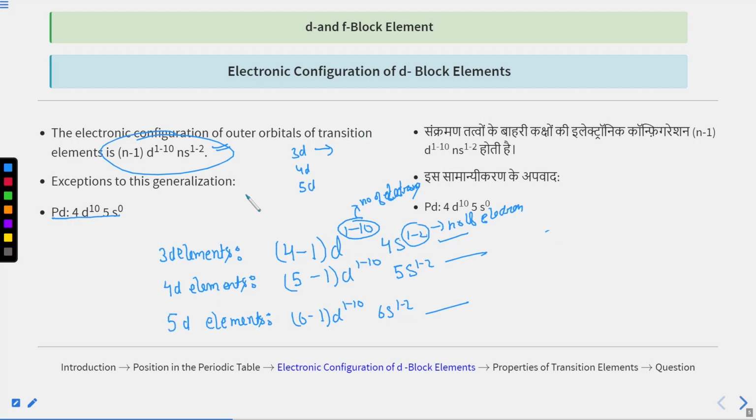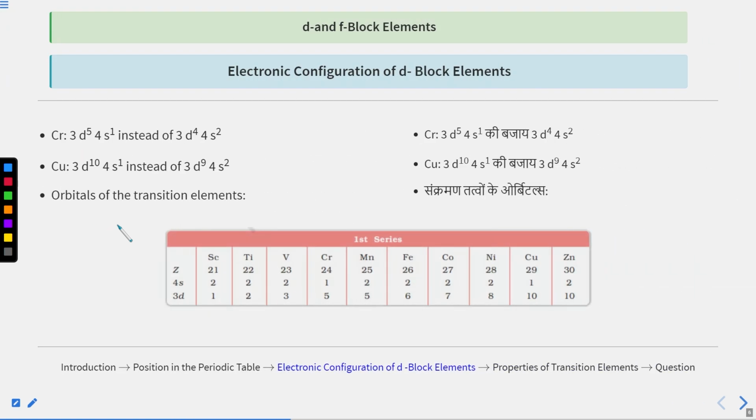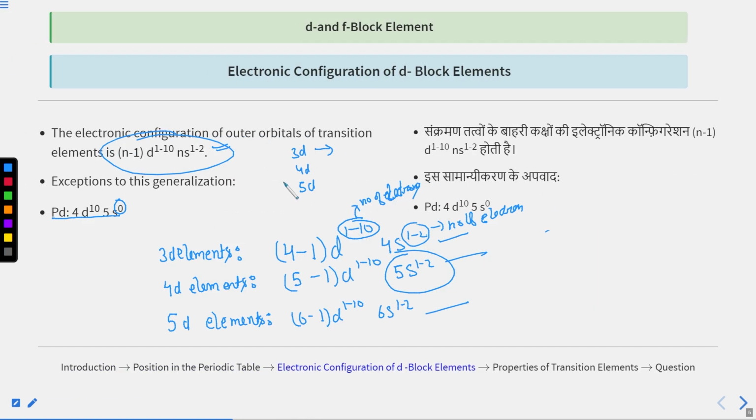So is this clear? And now here you can see very clearly that 5s should have 1 to 2 electrons, but it is having 0 electrons. Therefore, it is an exception. Okay, clear? Next, we can have more exceptions. So this is the exception to the generalization.